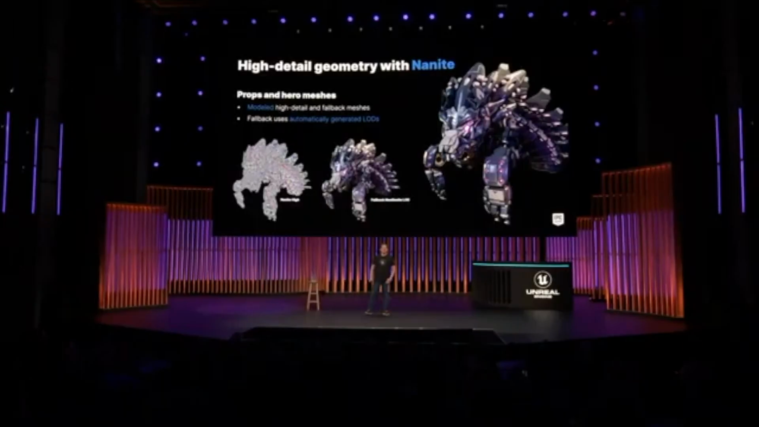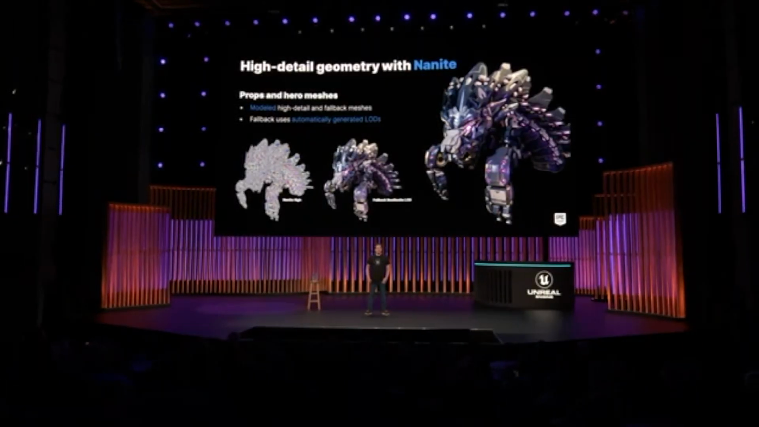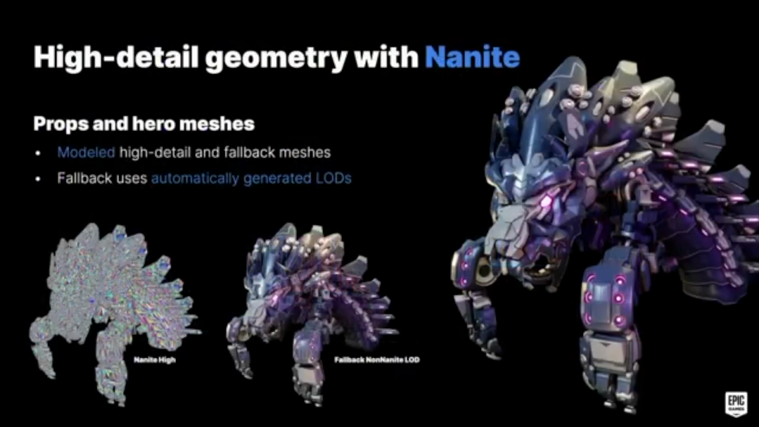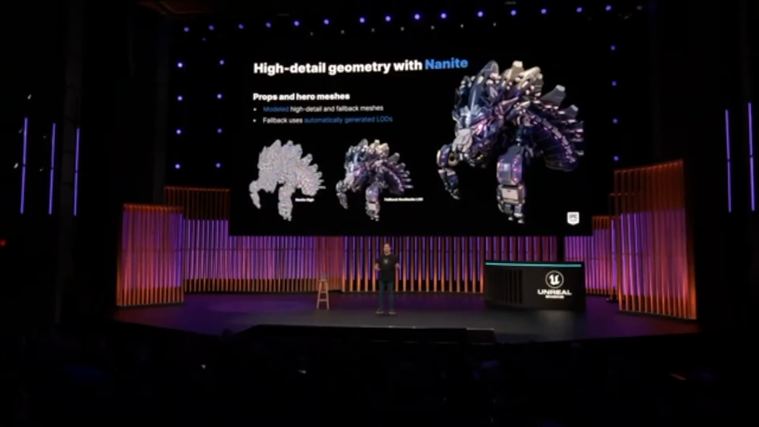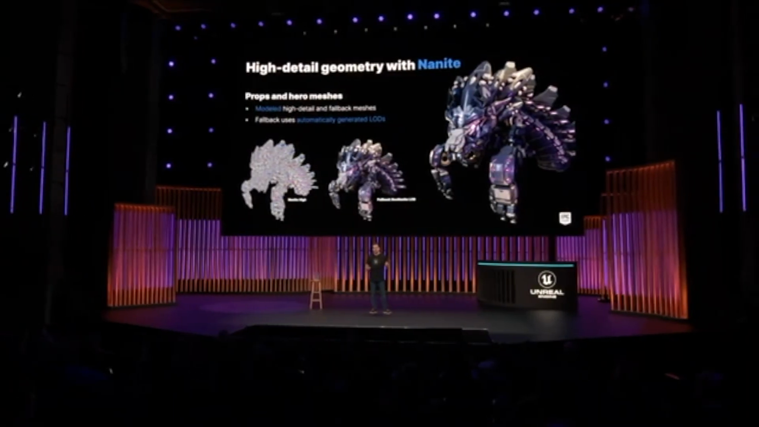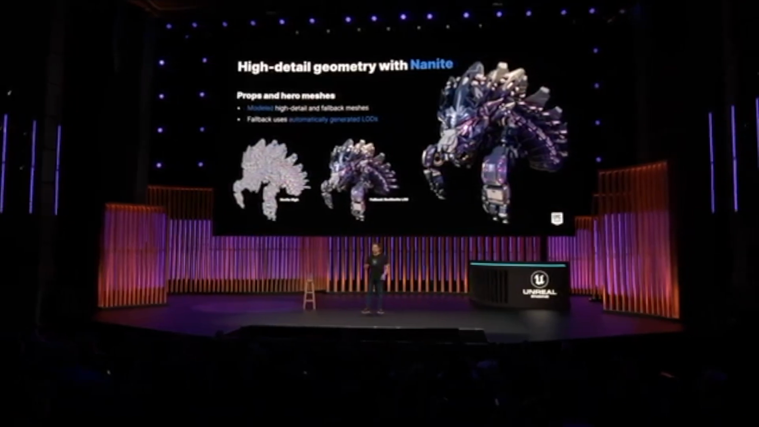Our props and hero meshes are modeled directly in a digital content creation tool, and our artists are allowed to use whatever techniques and tools they prefer. It is then exported into the editor, and once in the editor, we rely heavily on automatically generated LODs for our fallback meshes. There's nothing out of the ordinary here. It's a very common workflow that most artists are familiar with.